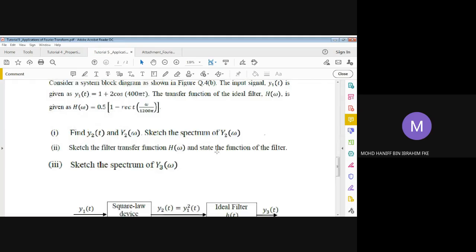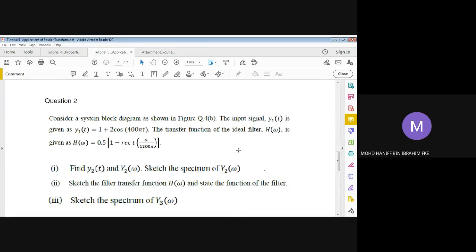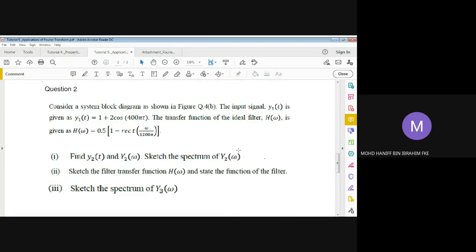Question 2 is somehow quite similar to question 1. So can you do this on your own? Question 2, or do you want me to do it for you then? Any query for question 2? Any concern for question 2?